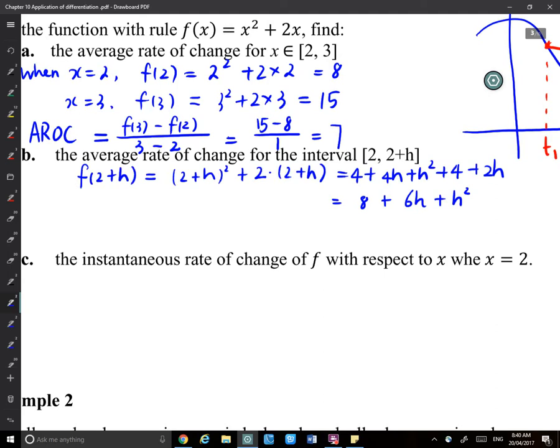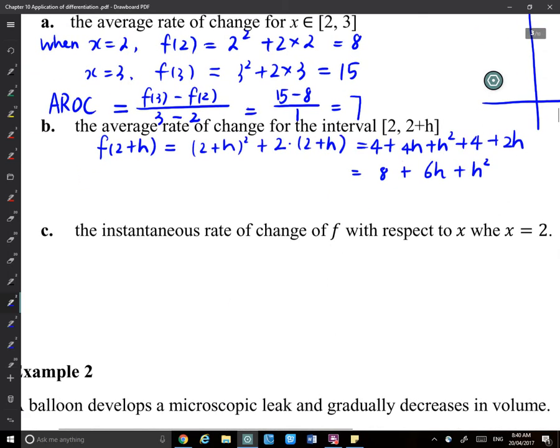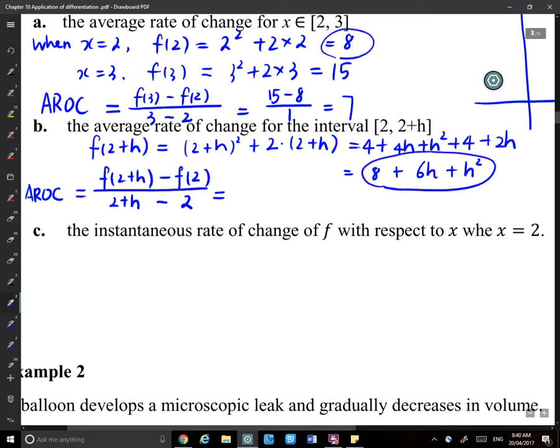Okay. Check it. 8. Yep, that's correct. And f(2) gives you 8. You know that f(2) gives you 8. So the average rate of change is f(2 + h) minus f(2) over 2 + h, which is the x value, minus 2, which is the x1 value. So what you will have is, okay, f(2 + h) is that, f(2) is that. They subtract each other, the h just cancelled.